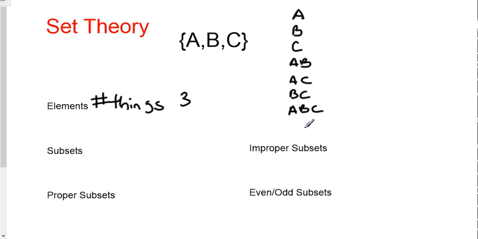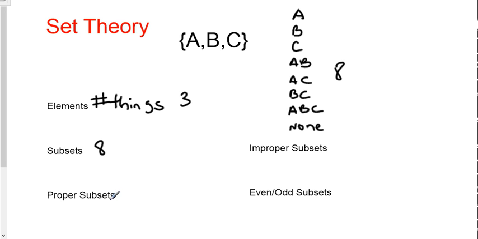And then there's one more that most of you don't know. I could have none of them. We call that the empty set. So how many subsets can I make of the letters A, B, and C? I can make 1, 2, 3, 4, 5, 6, 7, 8. I can make 8 subsets. So the number of subsets is 8.